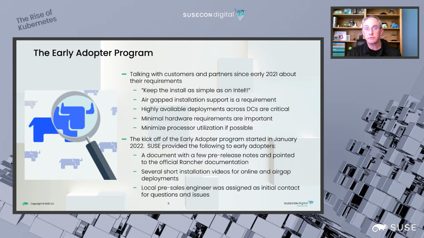So in January of 2022, we kicked off the early adopter program. And as part of the program, SUSE provided our early adopter customers and partners several things. First of all, we were still in the pre-release stage, so we had to create a document with a few pre-release notes. But for the most part, that document pointed to the official Rancher documentation for people to follow.